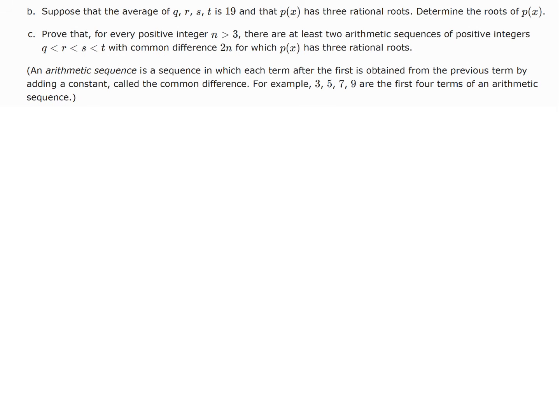Part C, prove that for every positive integer n greater than 3, there are at least 2 arithmetic sequences of positive integers, q less than r less than s less than t, with common difference 2n, for which p of x has 3 rational roots. Okay, so let's see here. n is greater than 3. n is equal to, for example, 4, 5, 6, and so on. And then the common difference is 2n, so d is equal to 2n.